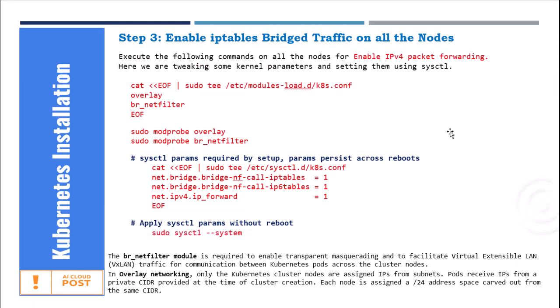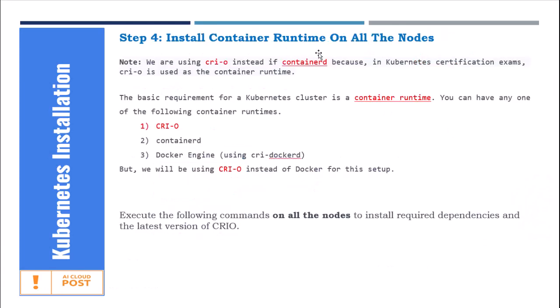Okay, next, fourth step. Install container runtime on all the nodes. Container runtime, CRI, container runtime interface. It is required to run the application images. Okay, so run this one. Myself, I am using CRI-O. Why? Because all the CKA, CKAD examinations use CRI-O. Containerd, Docker Engine, cri-dockerd are the other container runtimes, but CRI-O is the most preferred one, and all the certification exams will be asked based on CRI-O only. Okay.